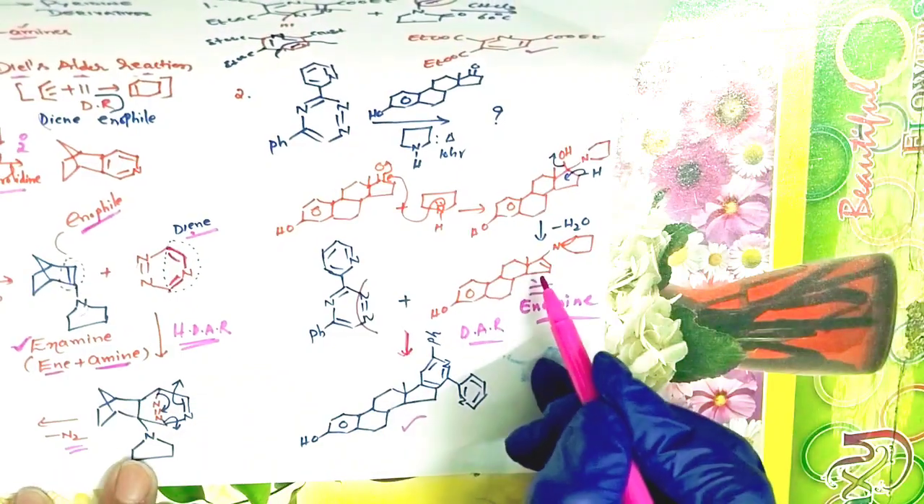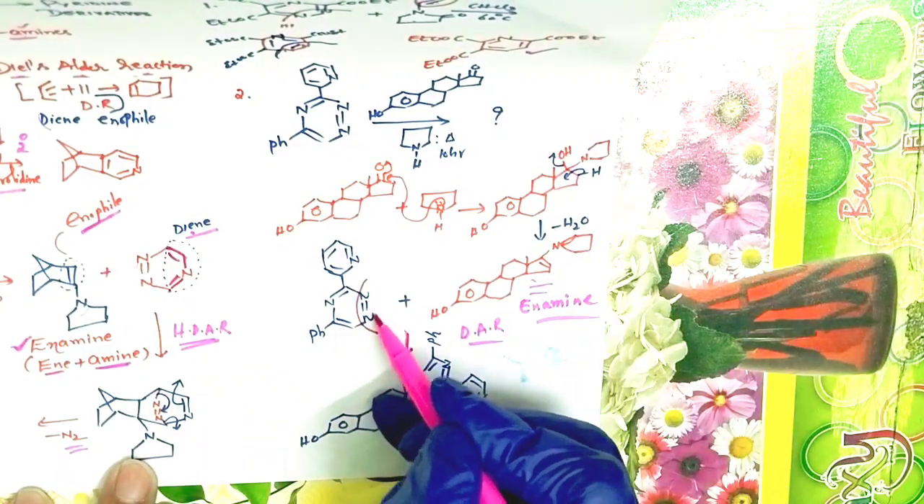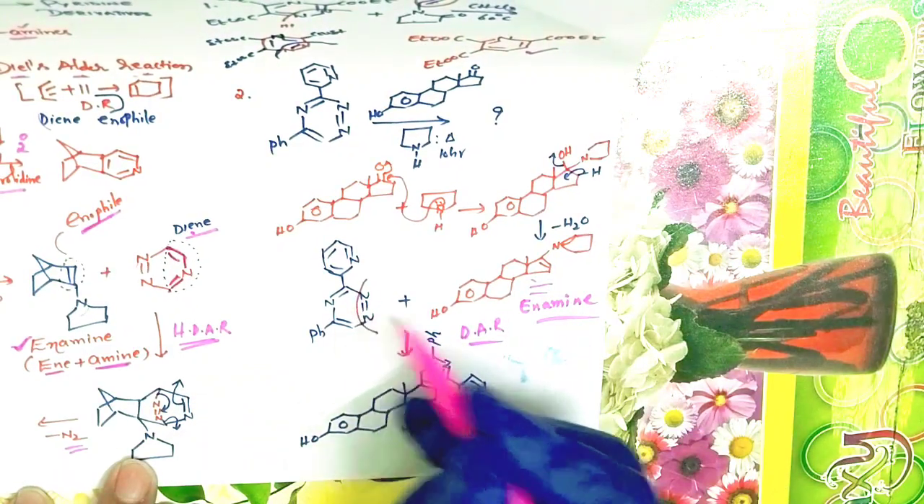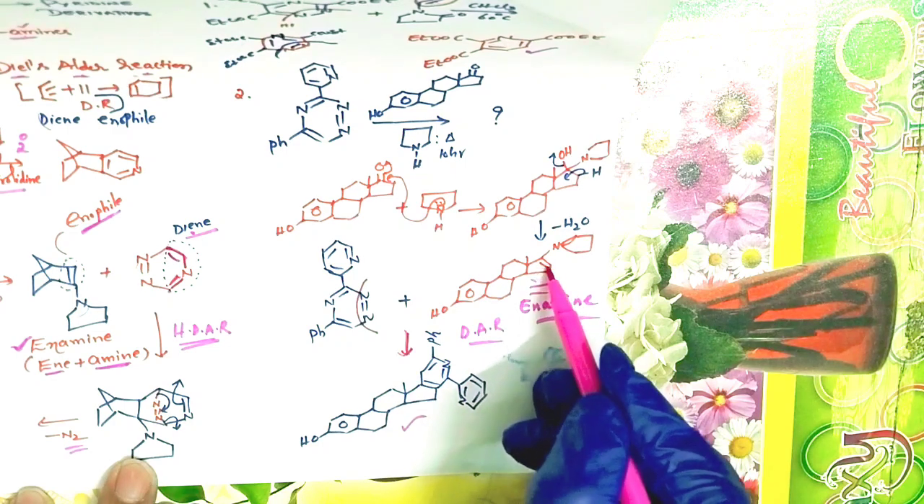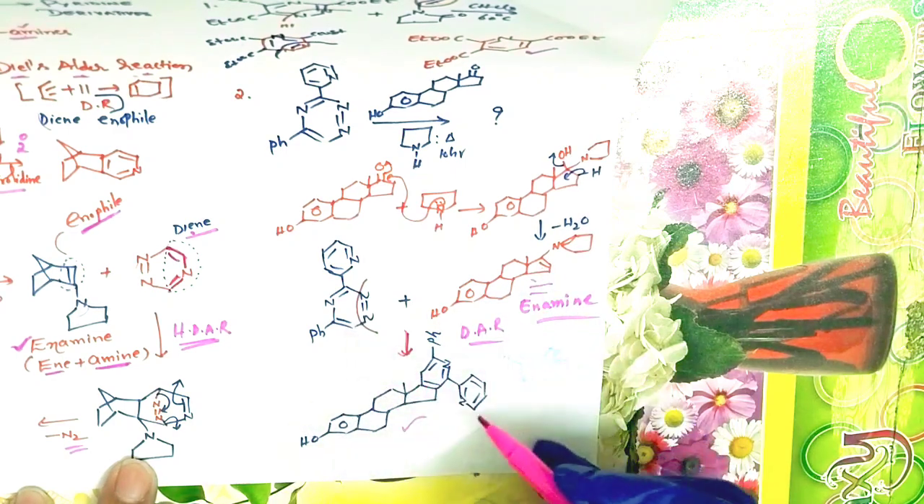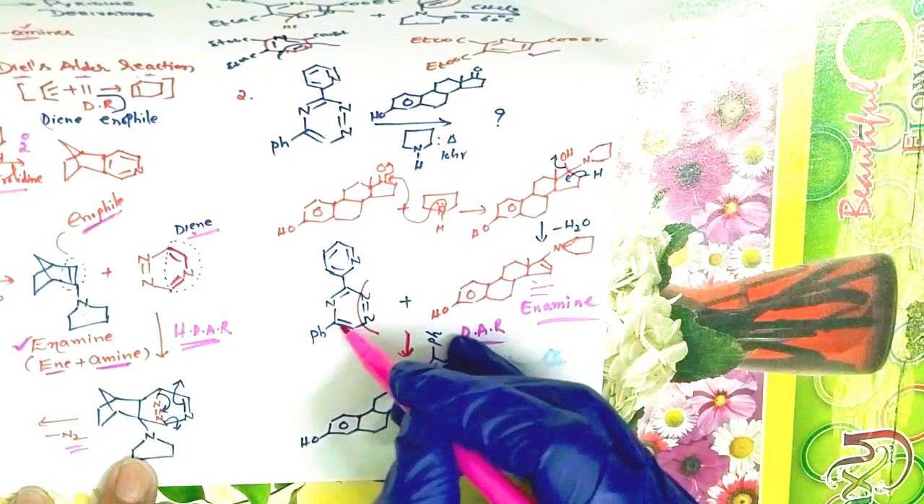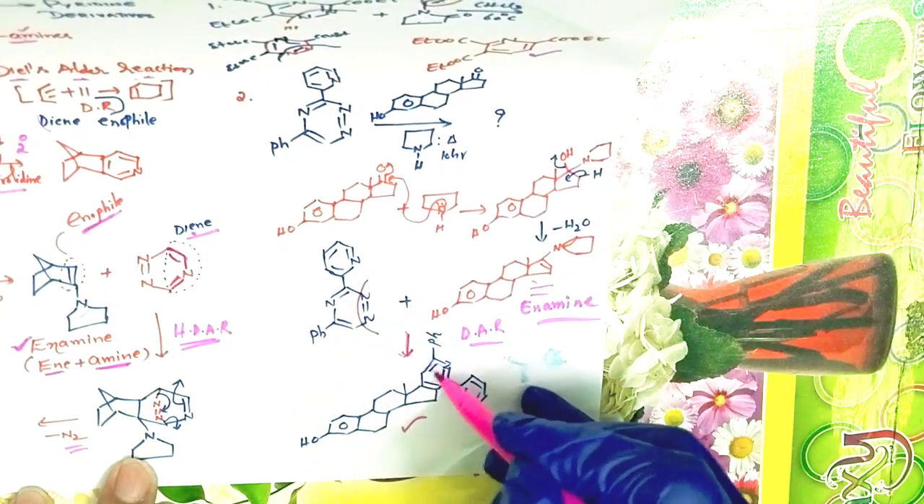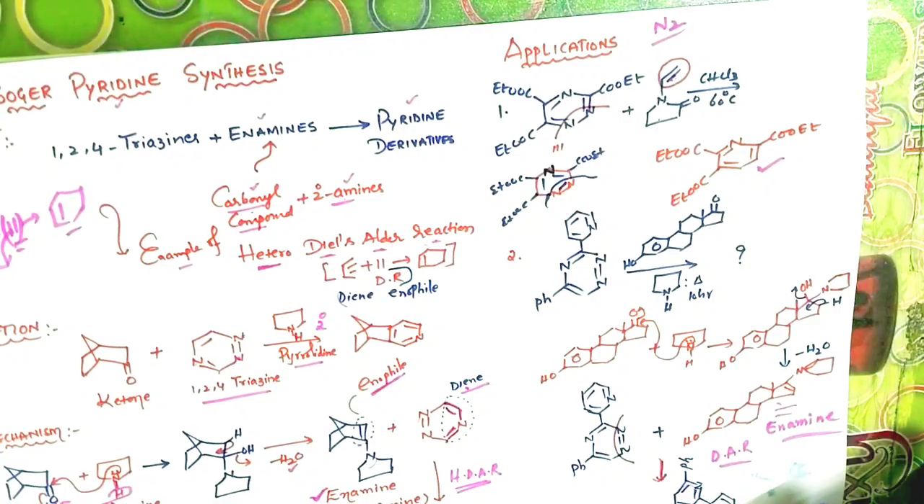So thereby, simply what we need to do, whatever this N double bond N is there, that needs to be connected to this pi bond. C double bond C is there and it is attached here. Okay. So in this way, we will synthesize different kinds of pyridine derivatives from the 1,2,4-triazines and enamines. Okay.